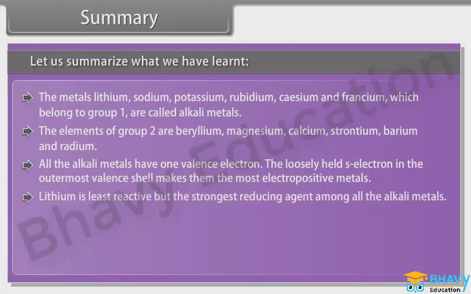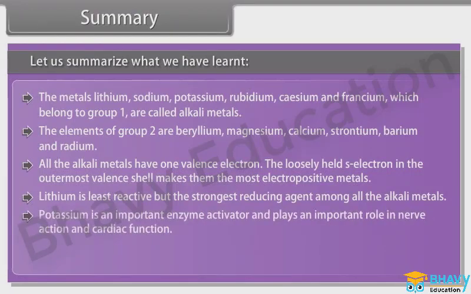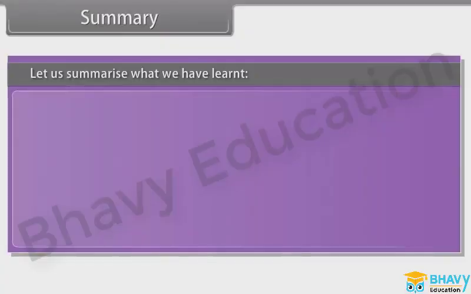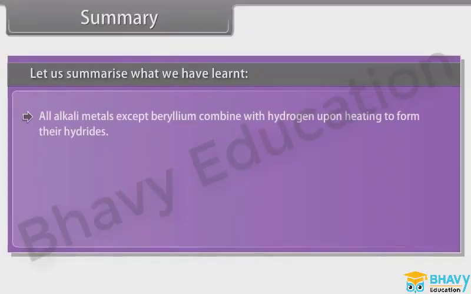Lithium is least reactive but the strongest reducing agent among all the alkali metals. Potassium is an important enzyme activator and plays an important role in nerve action and cardiac function. The alkaline earth metals have 2 electrons in the s-orbital of the valence shell and are predominantly ionic. All alkaline earth metals except beryllium combine with hydrogen upon heating to form their hydrides.